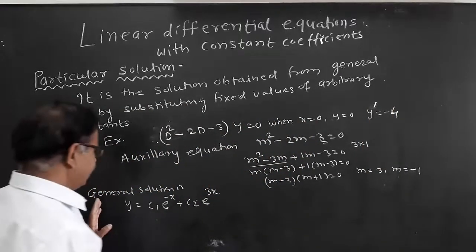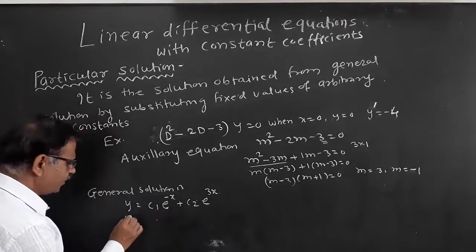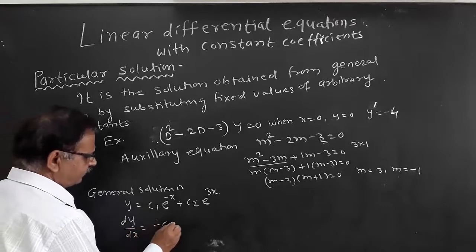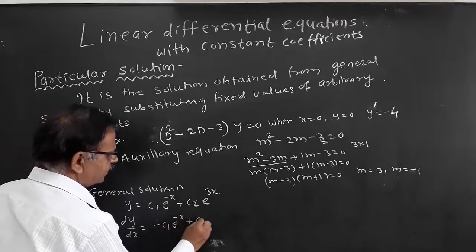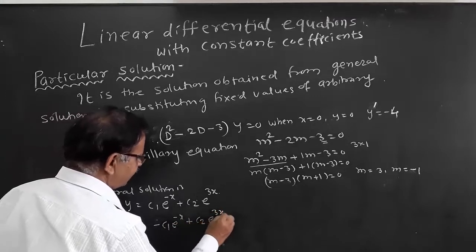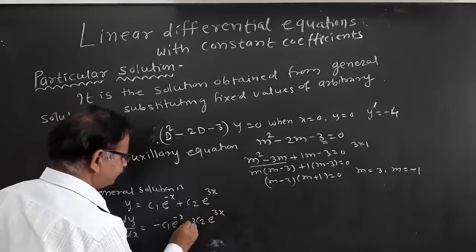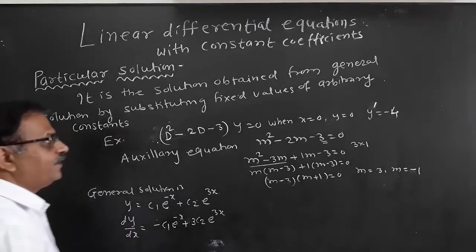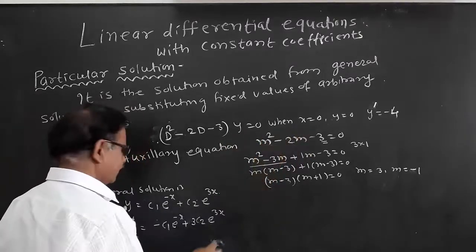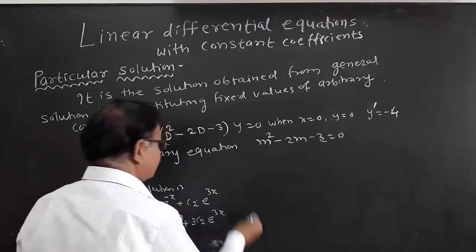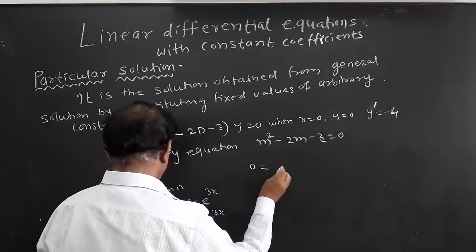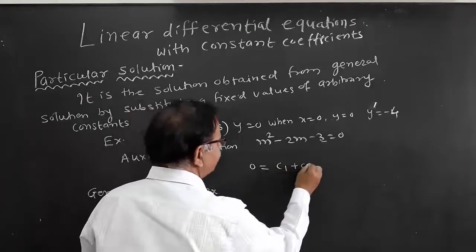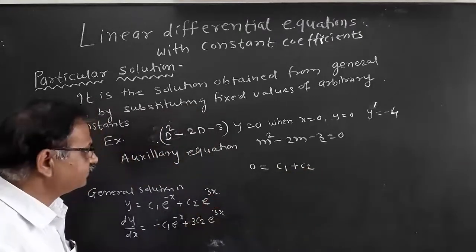Therefore, we shall differentiate this equation. We will get dy by dx equal to minus c1 e raised to minus x plus c2 e raised to 3x into 3, that is plus 3c2 e raised to 3x. Now we will apply the condition. When x equal to 0, y equal to 0. Therefore, 0 equal to c1 e raised to minus 0, which is 1, plus c2 e raised to 3 into 0, and e raised to 0 is again 1.